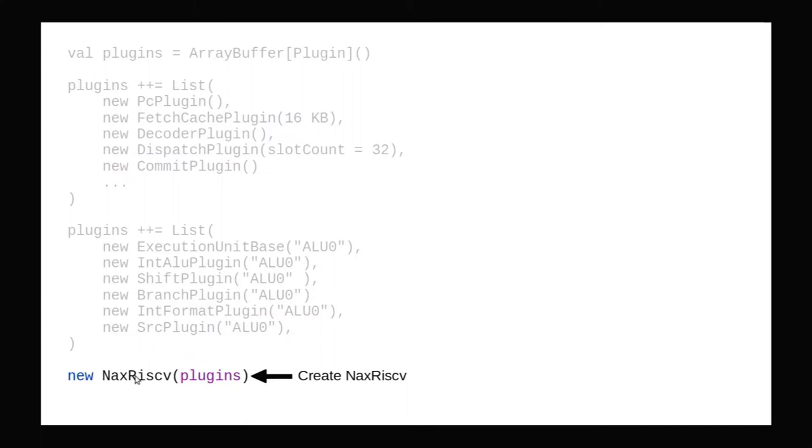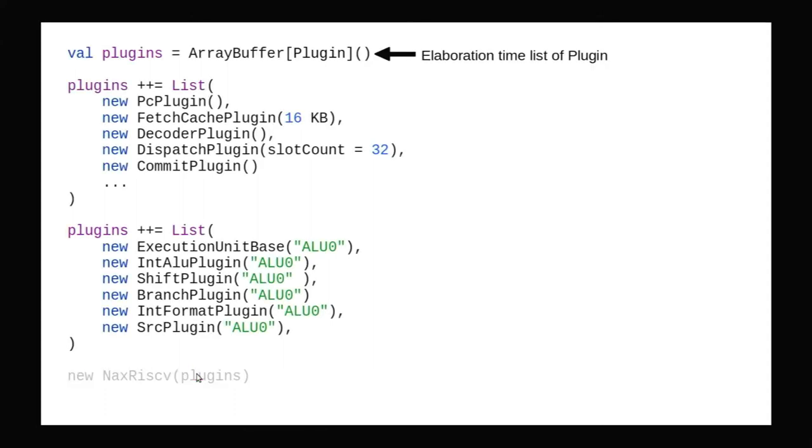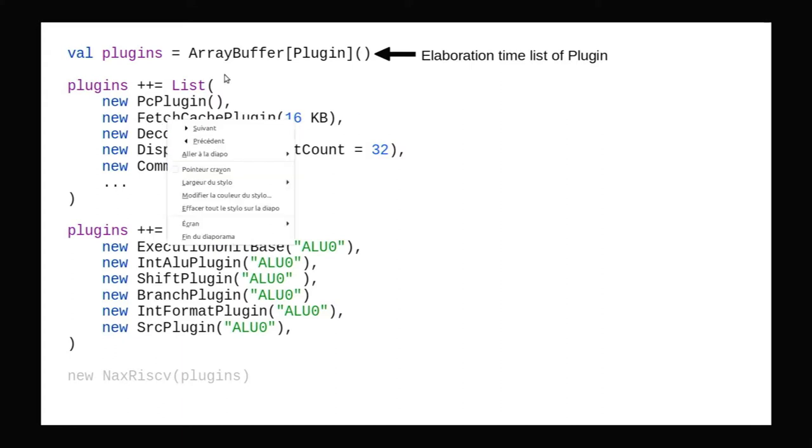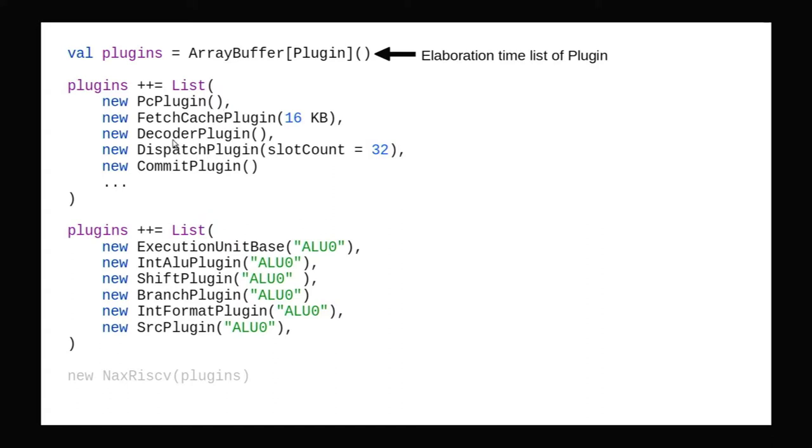And so back a bit to NaxRiscv now. For instance, if you want to instantiate the CPU, you have a single parameter, which is a list of plugins. And this list of plugins, okay, it's a ArrayBuffer, so an elaboration time list of plugins. And in this plugin list, we add a plugin to manage the program counter, one to fetch instructions, one to decode, one to dispatch, commit, and quite a few others.